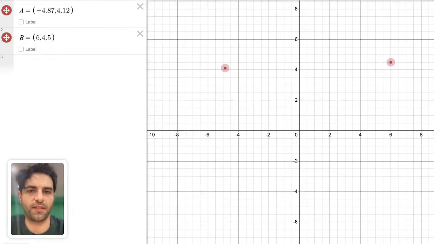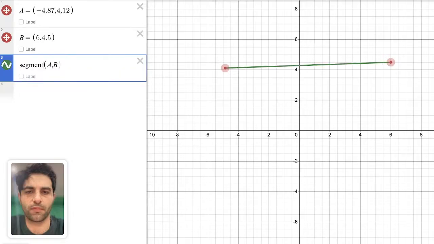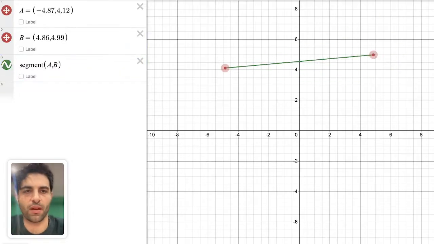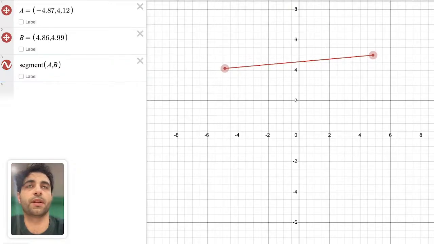Okay, so I have these two here. So I can say the line between A and B. Or I could do, I think they call it a ray or segment, between A and B. This just draws this over here, right? And I might as well make that one red as well while I'm at it. Cool. So you can see this here.